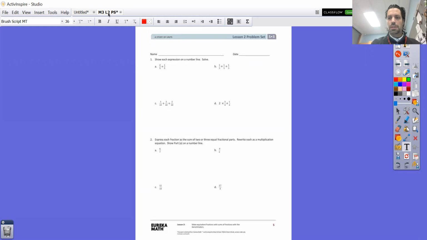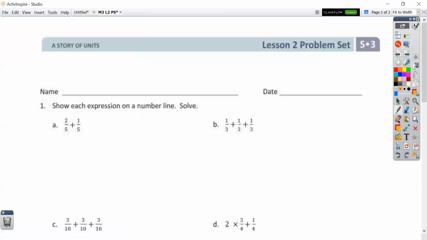All right, let me minimize my face, put my screen down, get my microphone reestablished. All right, so let's zoom in and get our names on it if you haven't already. Let's read the directions. It says show each expression on a number line and solve.